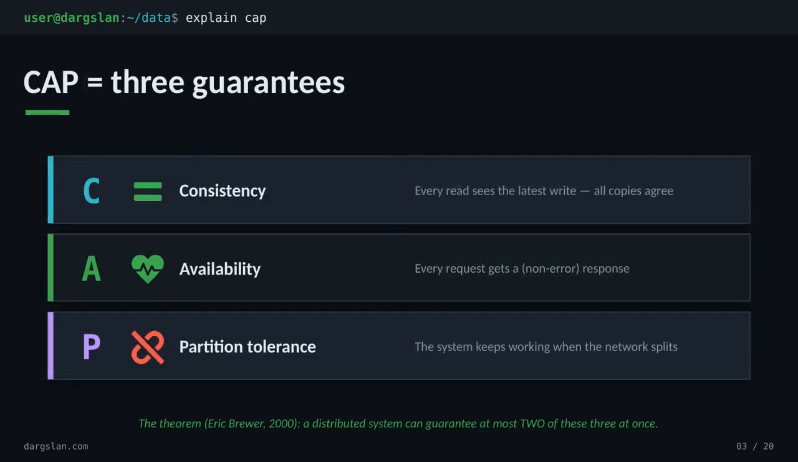CAP gives us three names for what we actually want. Consistency means every read reflects the most recent write. All copies tell the same story. Availability means every request comes back with a real answer, not an error. And partition tolerance means the system keeps functioning even when the network splinters. Brewer's theorem from 2000 is the uncomfortable punchline. In a distributed system, you only get to guarantee two of these at once.